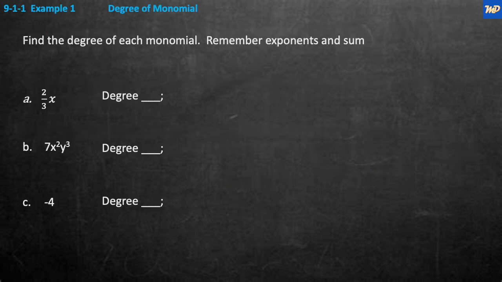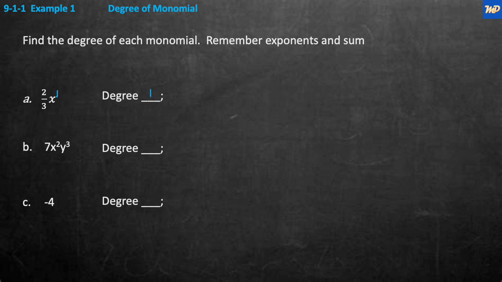Example 1, degree of a monomial. We just did it, let's do it again. Find the degree of each monomial. Remember, exponents and sums. So what is the degree of 2/3 x? What is the exponent for the x term here? It happens to be 1, so the degree is 1 on this one.